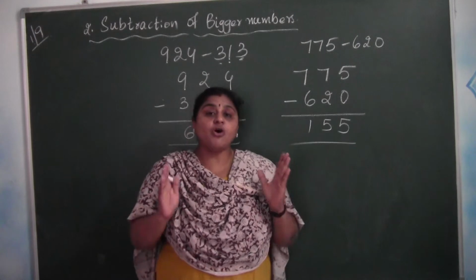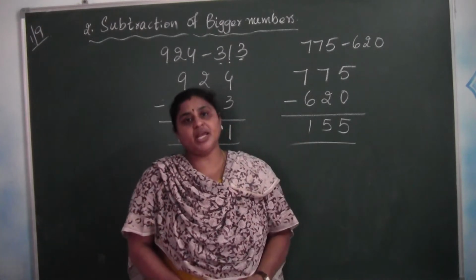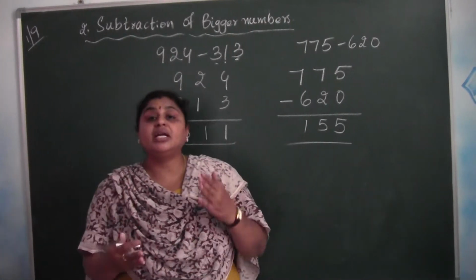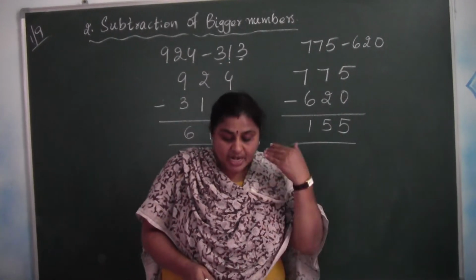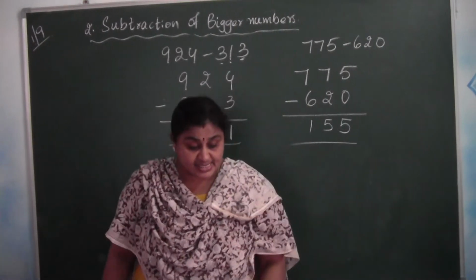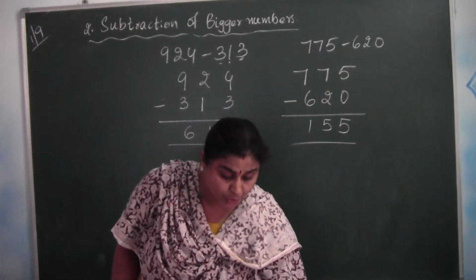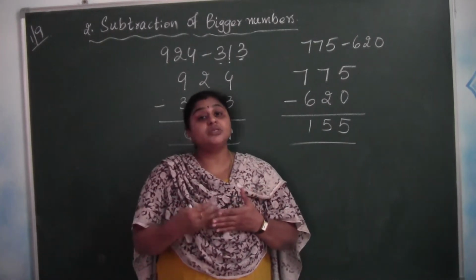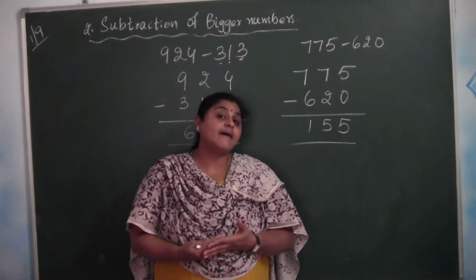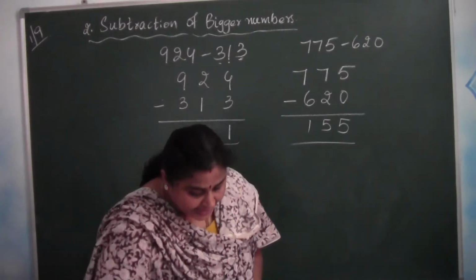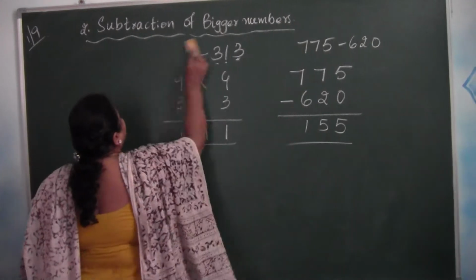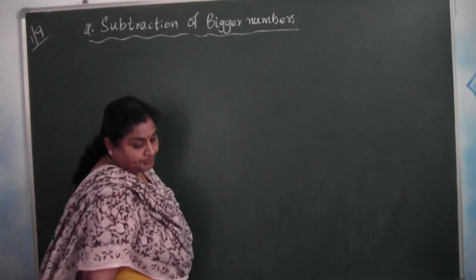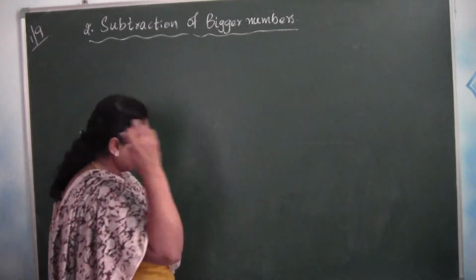That is, there is no concept of borrowing over here because you are subtracting the smaller number from the bigger number. Alright, children. Now let us move on to your next exercise, that is 2.2. Your page number 58. Now here we are going to subtract with borrowing, right? Now let us take few examples and we will learn how to subtract the numbers with borrowing. Okay, children? Now see.